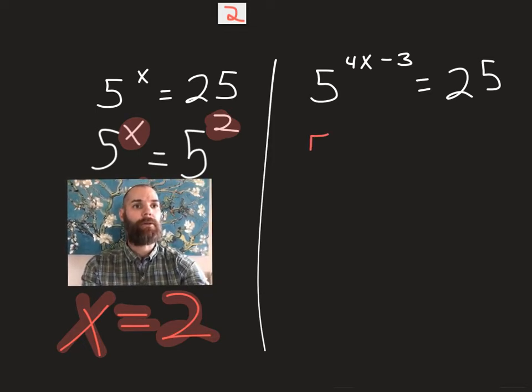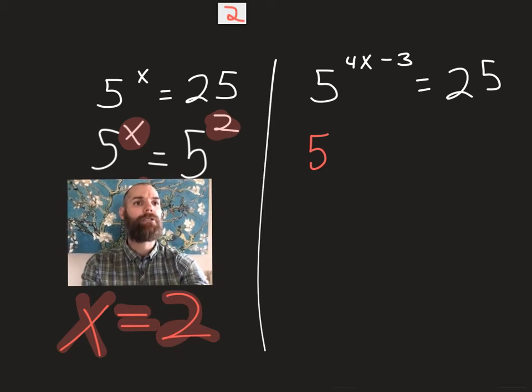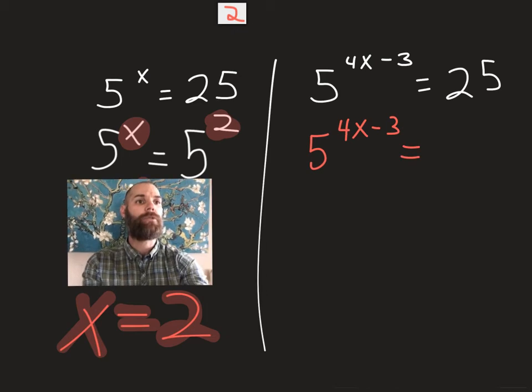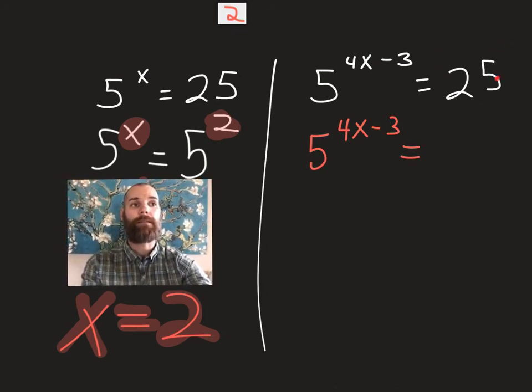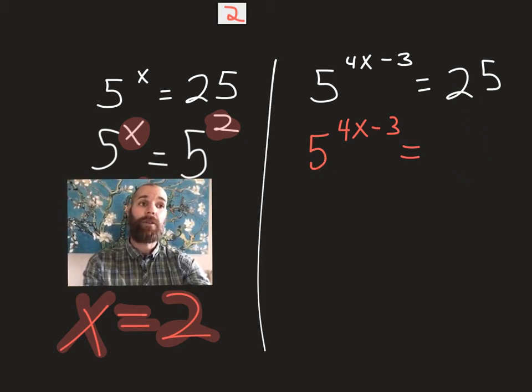So first I'm going to say, okay, we have 5 raised to 4x minus 3 is equal to, and what I'm going to be thinking here is I want to rewrite the right side so that it has a common base with the left side. So if the left side has a base of 5, then I want the right side to have a base of 5. So I essentially want to write 25 over here, but in a different way. How can I write 25 with a base of 5? Okay, well that would be a 5 squared, like we said before.